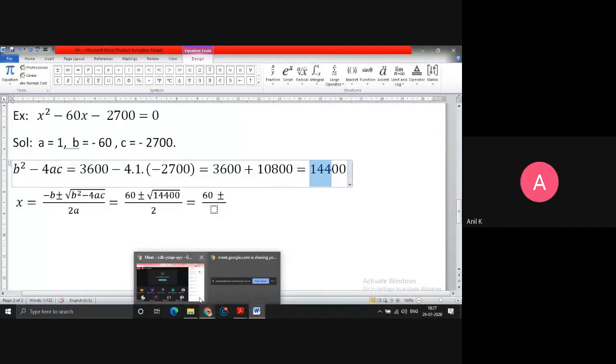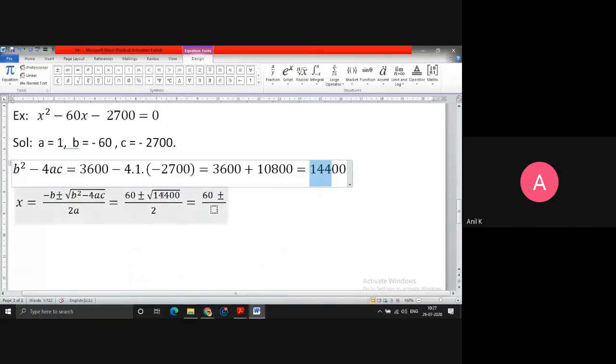And you can write 144 into 100, right? Because two zeros are there, which is 144 into 100 is 14,400. So square root of 144 is 12 and square root of 100 is 10. So square root of this number is going to be 120. 12 into 10 is 120. I hope you understand this.